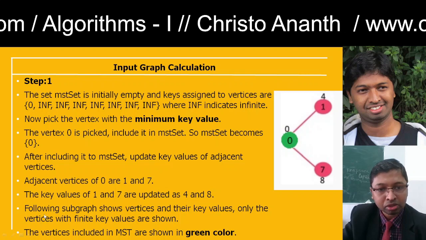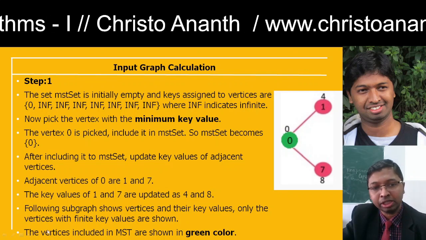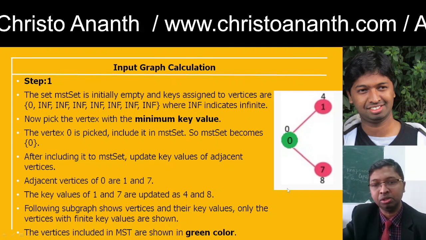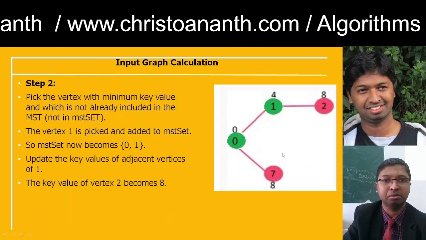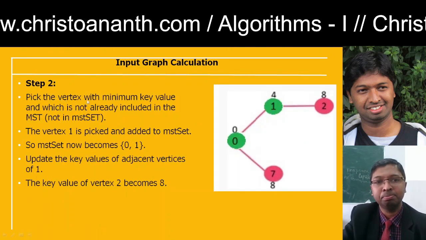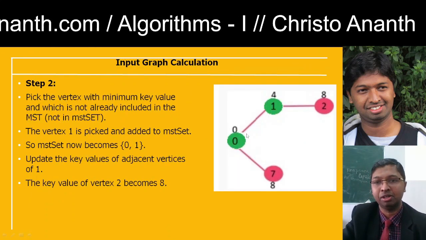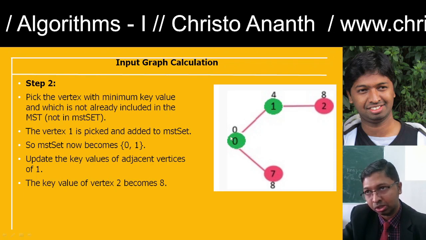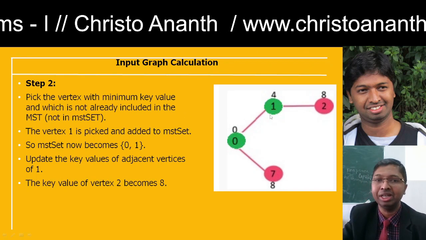Here only the vertices with finite key values will be shown, and the included vertex is marked as green. Next, you pick the vertex with the minimum key value. From those adjacent to 0, which is already included, vertex 1 has the minimum.